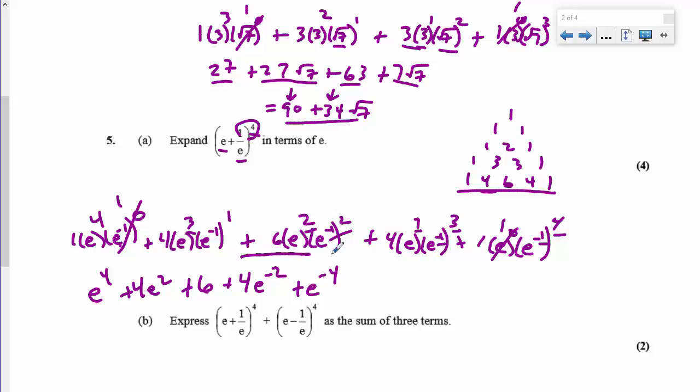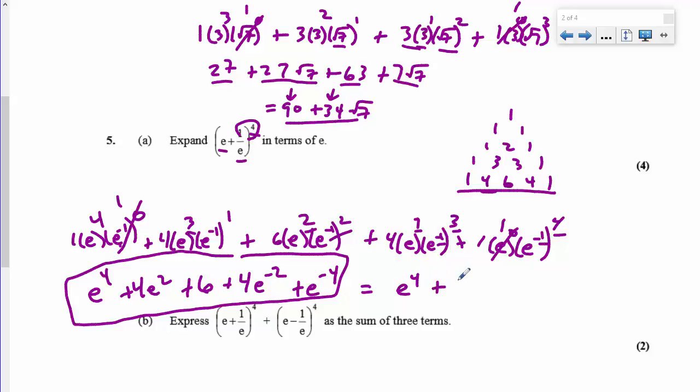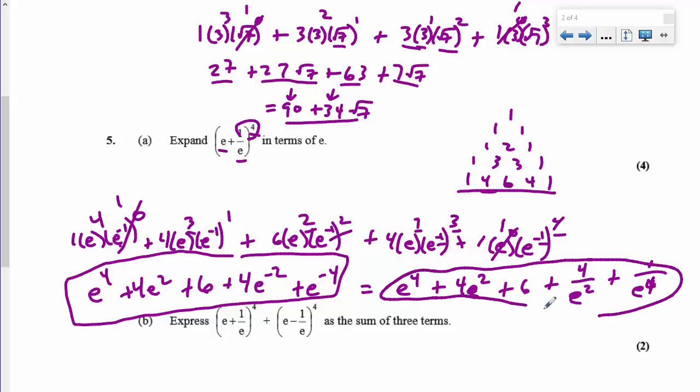This, technically, is your answer. It's the correct answer. However, if you wanted to write it in a more correct form, so e to the 4 plus 6, we can get rid of the negative exponents. 4 times e to the negative 2 power is 4 over e squared. And this last term will be 1 over e to the power of 4. This technically right here is the exact same answer. So either one of those would have been correct.